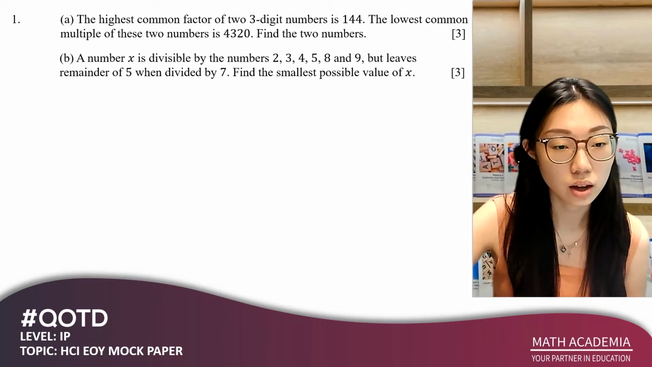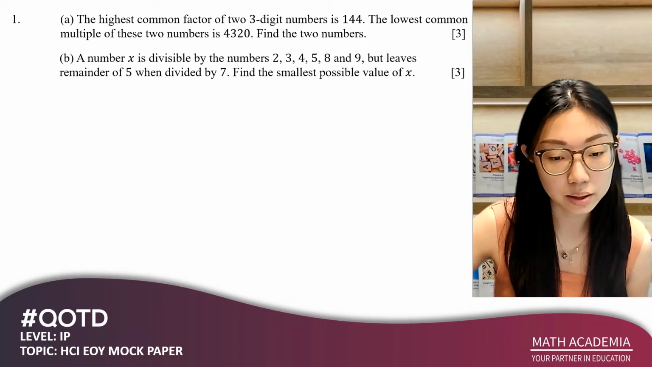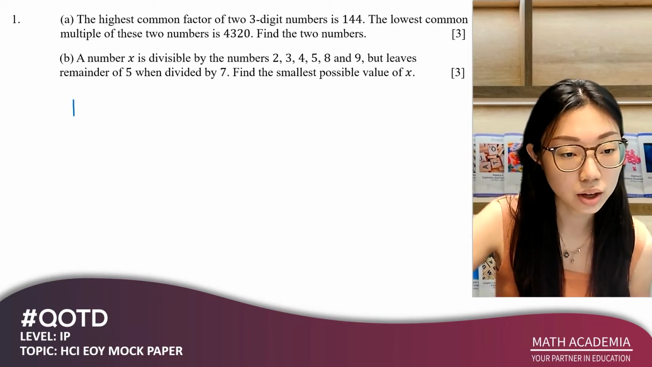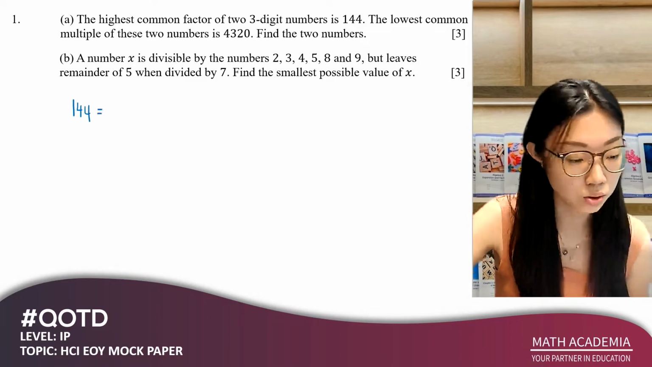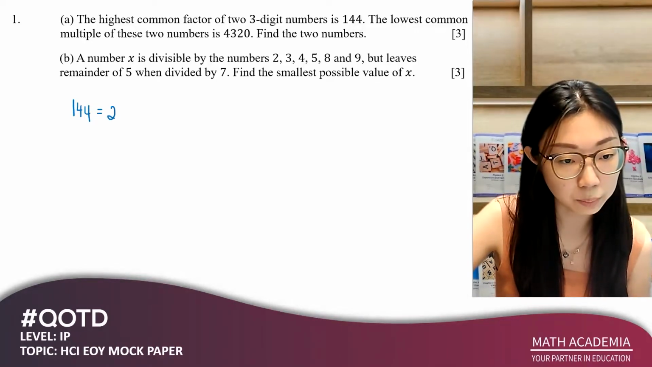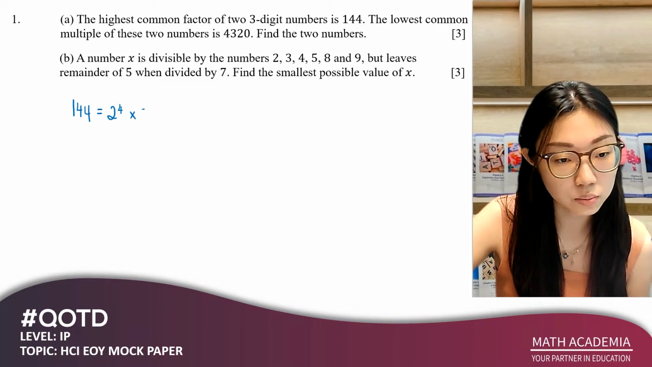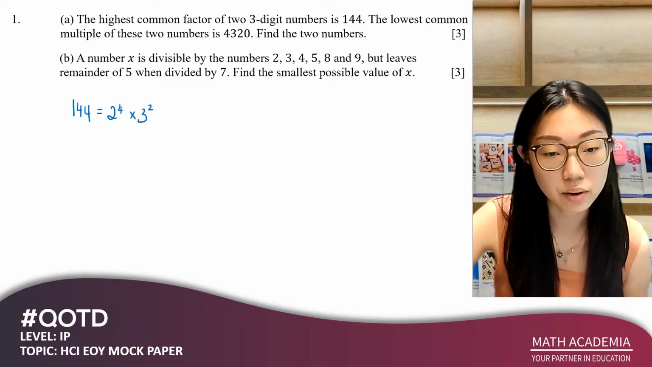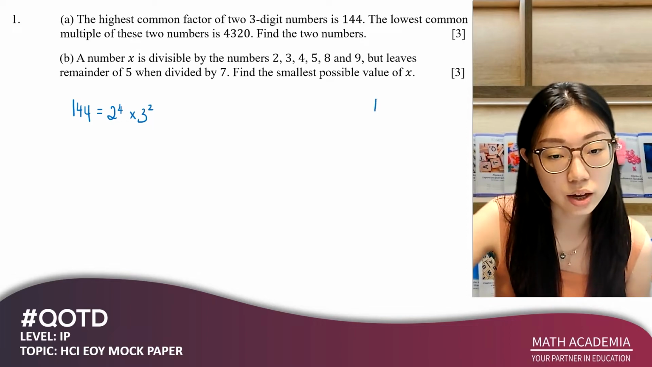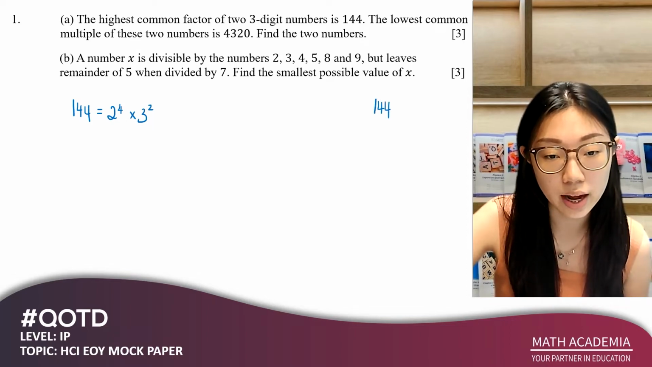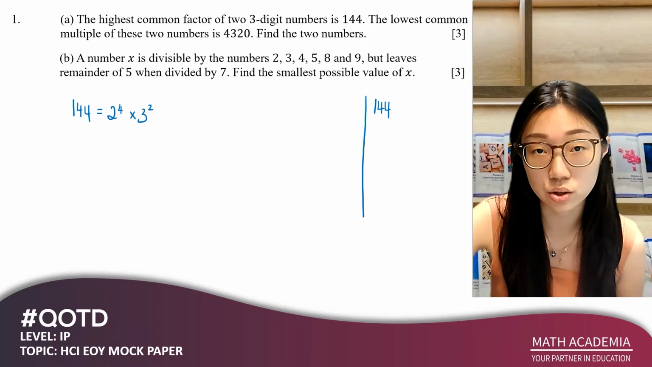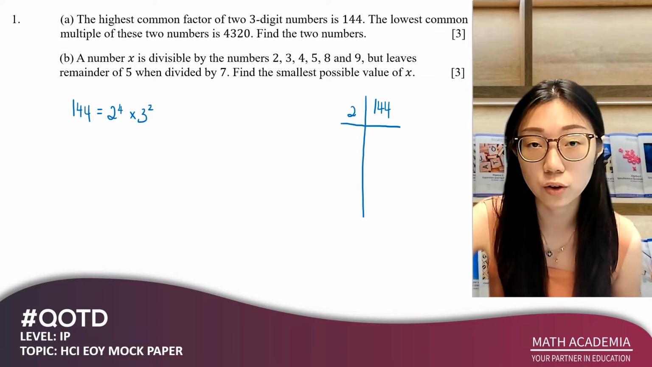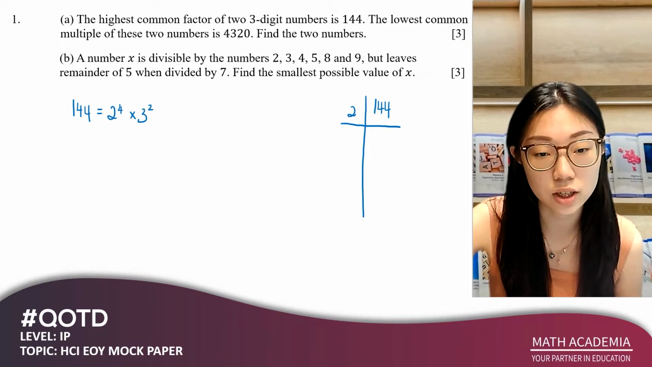Alright, so by using the ladder method or otherwise, we would have 144 equals 2 to the power of 4 times 3 to the power of 2. So how did I derive this? Let me write my working at the side. So 144, right off the bat, I know that it is divisible by 2, right? So I'll write 2 here. So 144 divided by 2, I will have 72.